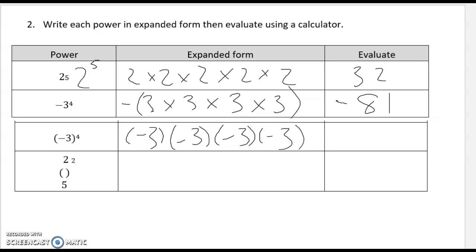So we can look here. Negative times a negative is a positive. Positive times a negative gives us a negative. Negative times a negative gives us a positive. So our answer is actually positive.